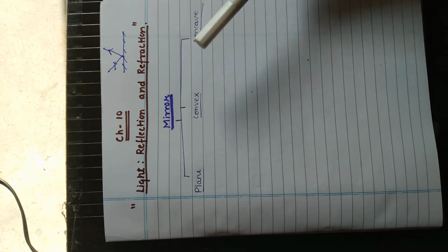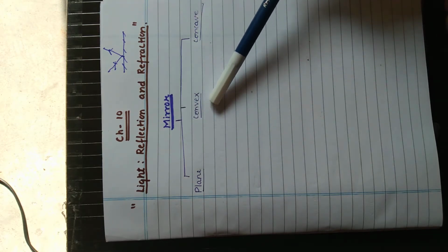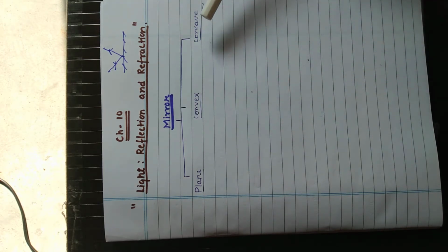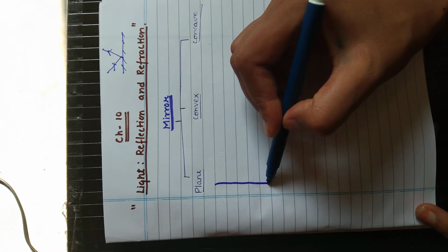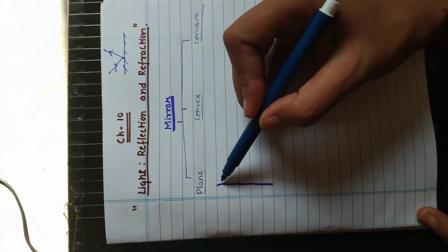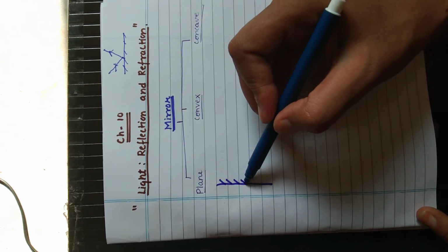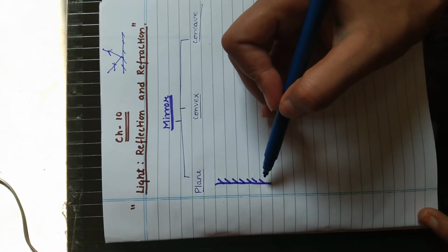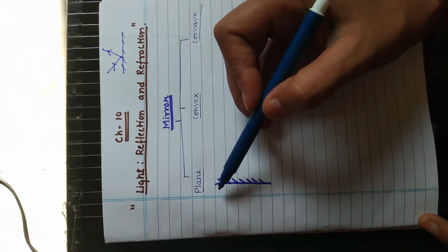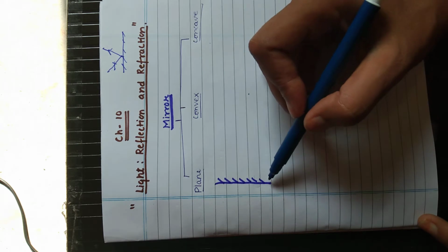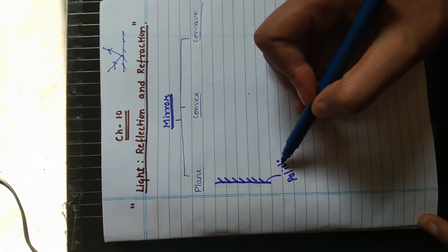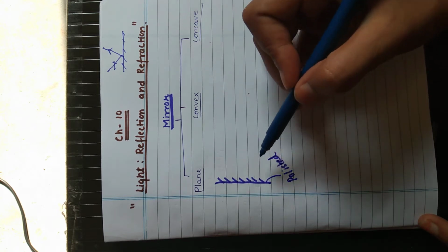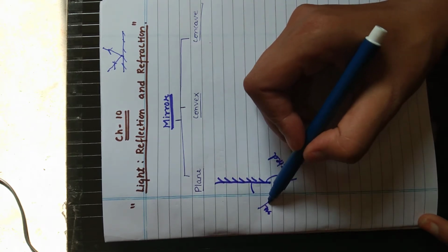There are three types of mirror: plane mirror, convex mirror and concave mirror. What is a plane mirror? A plane mirror is a straight mirror in which one surface is polished, and the other surface is the reflecting one. So this is the polished surface, and this is the reflecting surface.